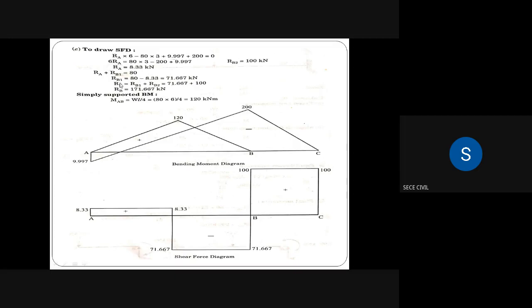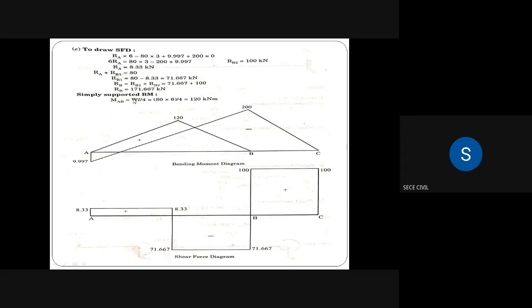So therefore, RB is equal to RB1 plus RB2. That is equal to 71.667 for RB1, and RB2 is 100. Therefore, RB is equal to 171.667 kilonewton. So this is the shear force diagram calculation. So after calculating the reaction forces and all, next we are drawing the bending moment diagram.